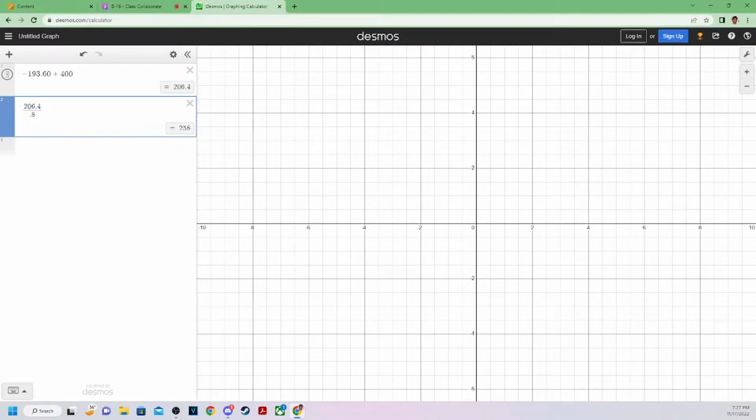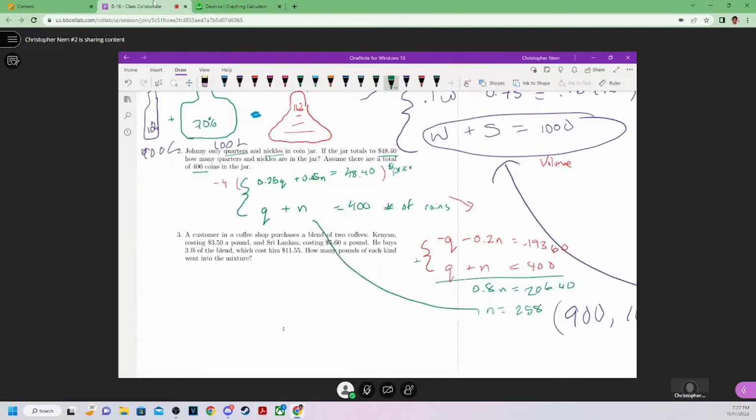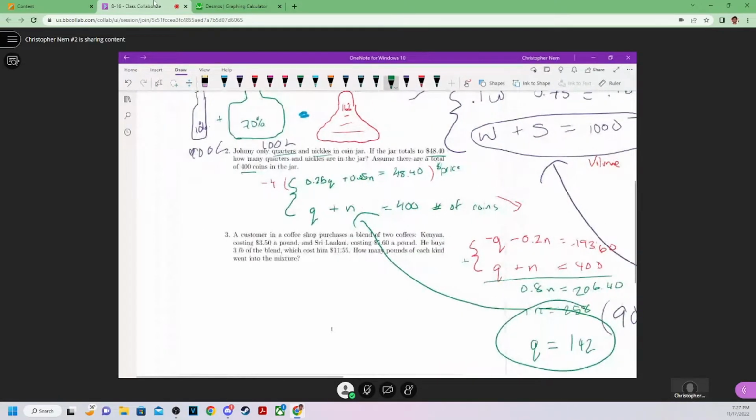So I gotta adjust that. 206.4. So let me fix that up real quick. And then nickels, we have 258. Well, if the nickels is 258, if I plug it back into my equation on here, then the quarter amount I have should be 142 quarters. So I can say that I have 142 quarters and 258 nickels.